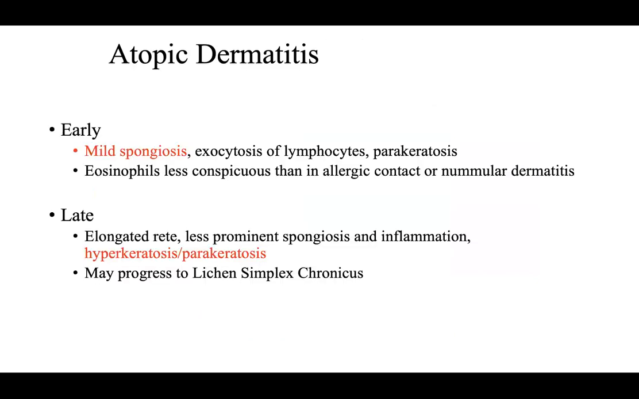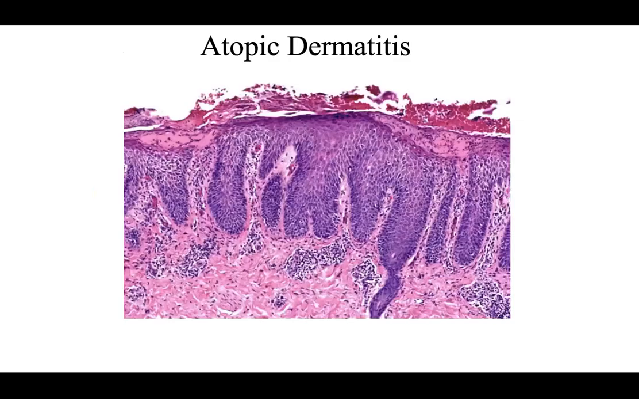So atopic dermatitis in its early phase displays mild spongiosis and exocytosis of lymphocytes with parakeratosis. Eosinophils are usually not that noticeable compared to allergic contact or nummular dermatitis. And as atopic dermatitis evolves, you start to see elongated reedy ridges with less prominent spongiosis and inflammation, as well as overlying hyperkeratosis with intermittent parakeratosis. And this may progress to lichen simplex chronicus. Oftentimes it does. At least a few areas on patients with chronic eczema will have some lichen simplex chronicus. This is just a basic subacute spongiotic reaction pattern that we've already discussed.